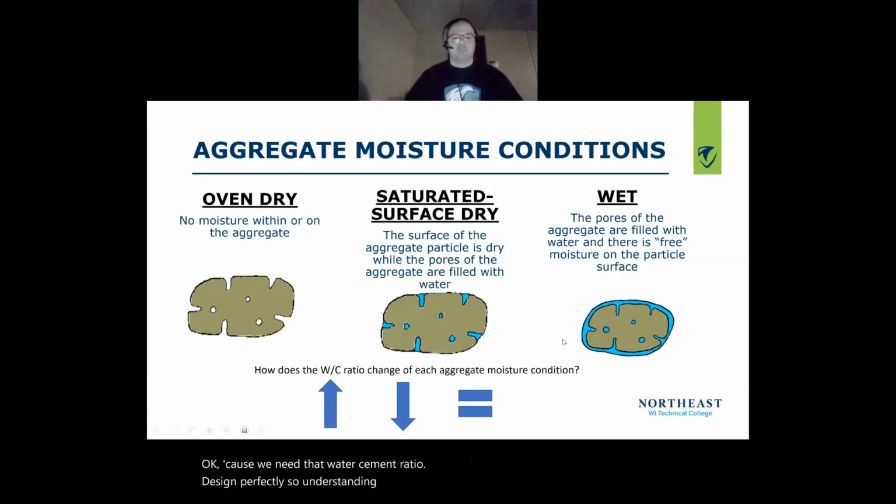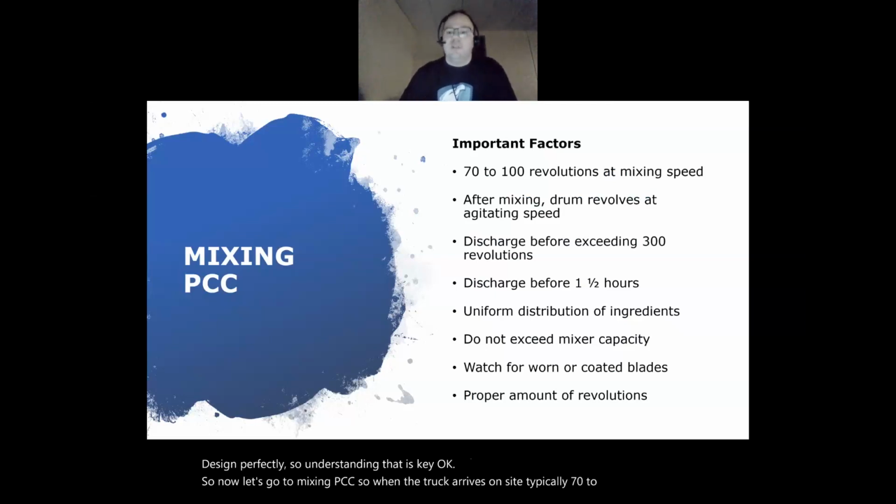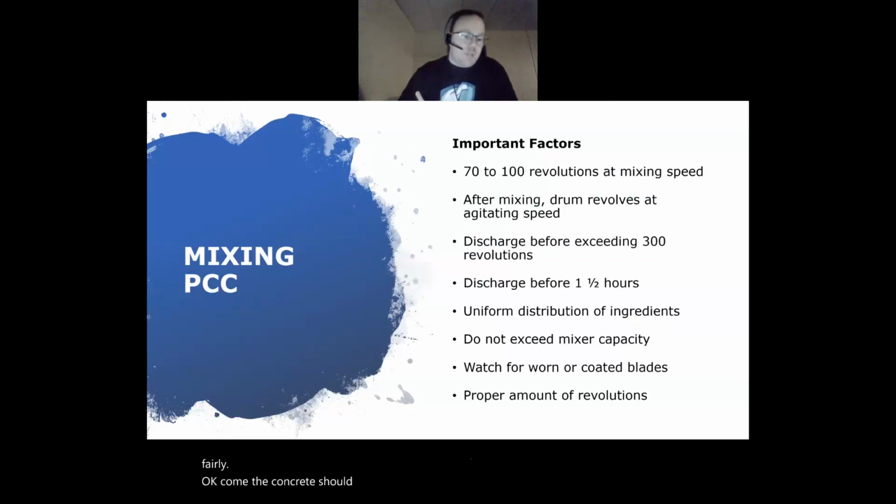Okay. So now let's go to mixing PCC. When a truck arrives on site, typically 70 to 100 revolutions at mixing speed. You hear that motor revving? They want to make sure that concrete is mixed thoroughly. Okay. The concrete should be discharged before exceeding 300 revolutions of that drum.